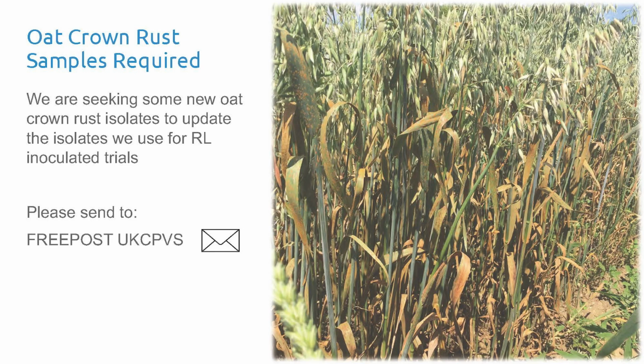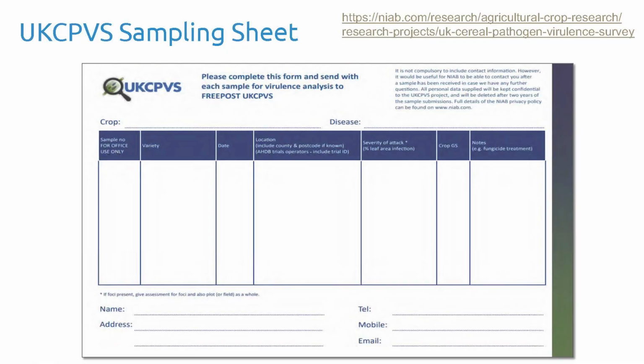And this year, this is not on wheat, but we're putting a call out for if you see any oak crown rust when you're walking trials or anything, please could you send us in some new isolates. We want to update our isolates that we use for the RL inoculated trials. So you can send them in on the free post UKCPVS address. So if you remember later in the season and you spot any oak crown rust, please do send it in.